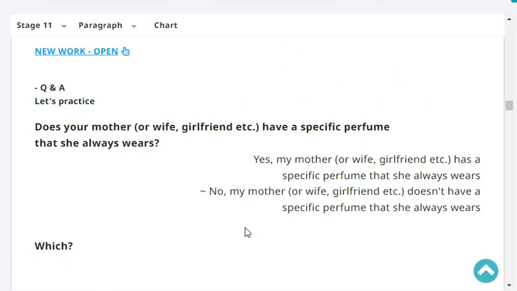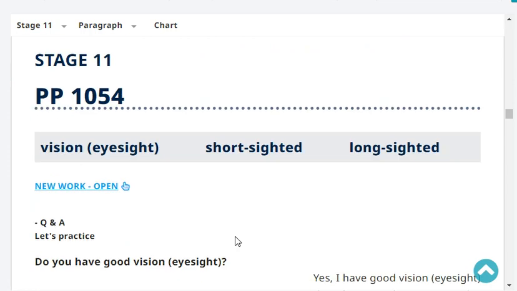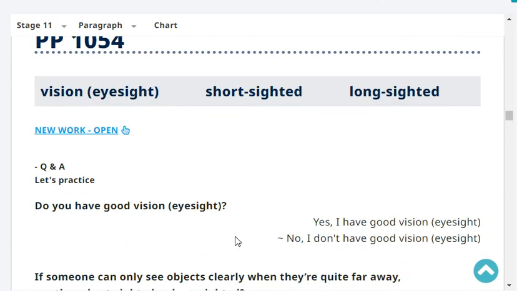Does your mother have a specific perfume that she always wears? Yes or no? Yes, my mother has a specific perfume that she always wears. Which one? It's a Japanese traditional perfume. Very good.